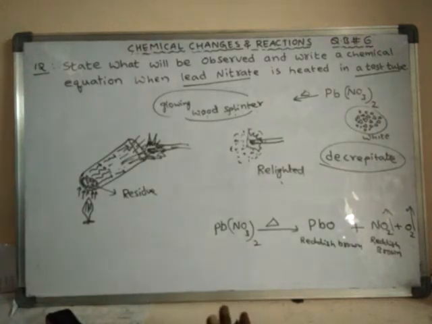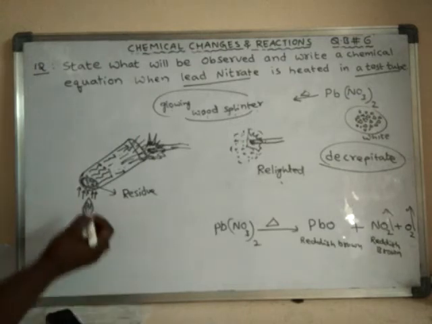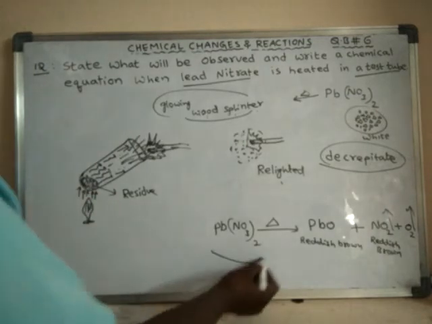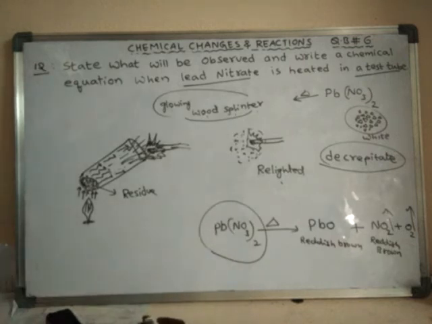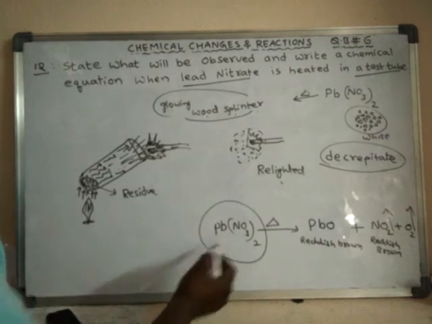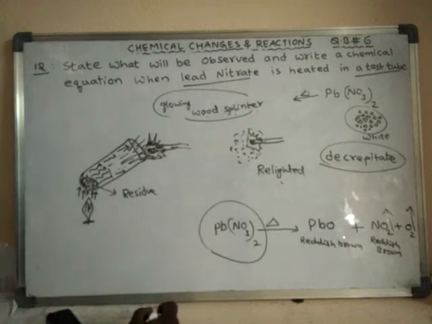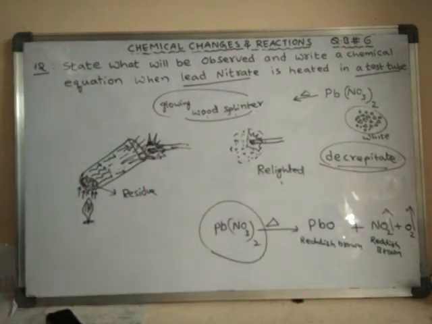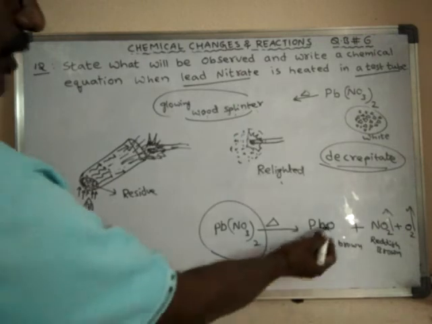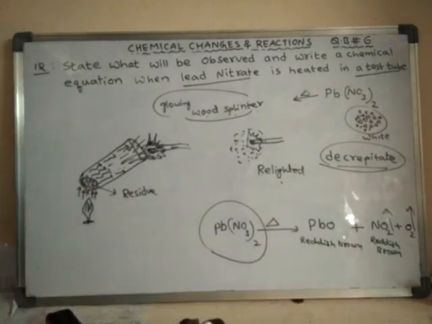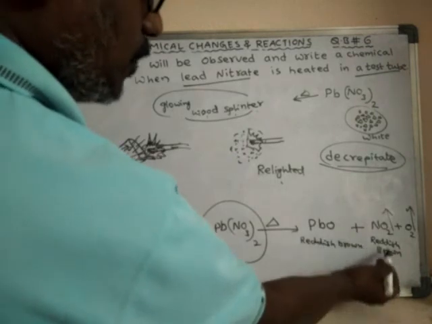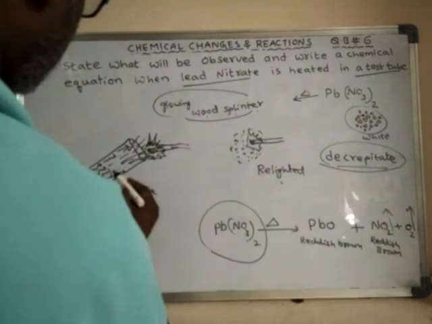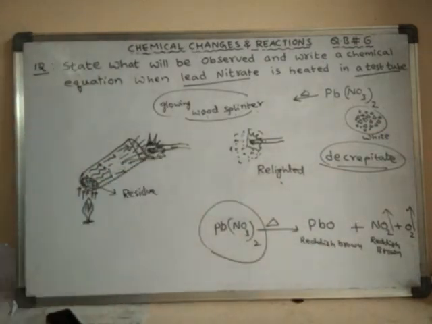Splint or splinter. Splint means pulla. Right. So here what is the substance left over in the test tube? This is the initial substance we have taken in the test tube, and when it is heated, it will break down by making a crackling sound. Breakdown means it will decrepitate with a crackling sound, and finally it is converted into a reddish brown colored powder. A reddish brown colored gas is evolved, and even oxygen gas is also evolved.